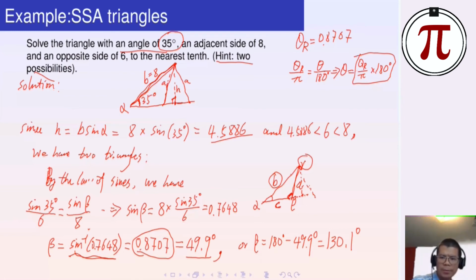Does that make sense or not? Okay. All right, so beta is either 49.9 or 130.1. Okay, now does anybody know why this one is also possible? In the unit circle. So let me draw this one in the unit circle, and show why. This should be something we have had. Consider a unit circle.